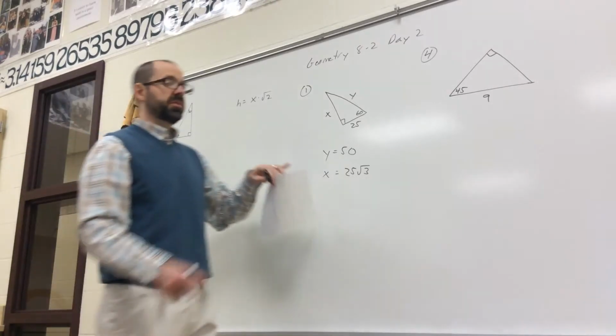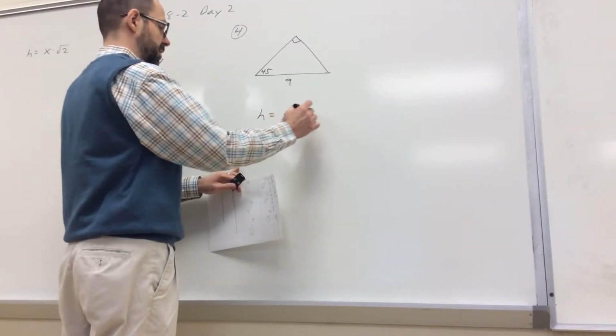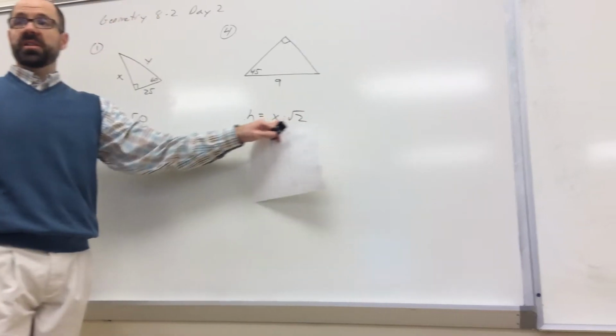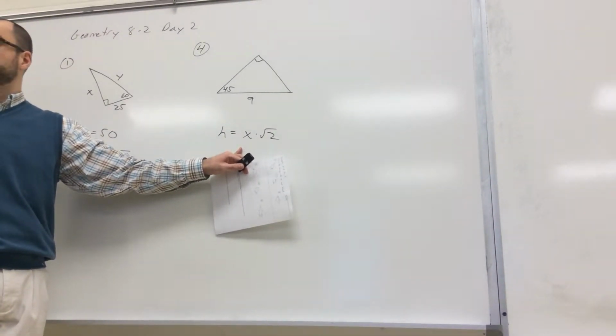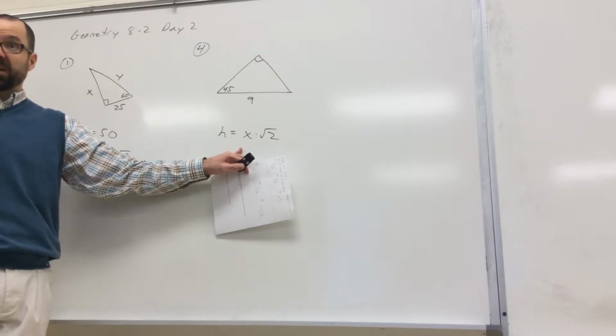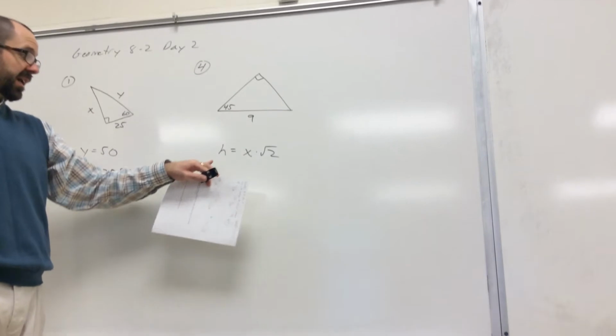Okay, so since it's a 45, 45, 90, the hypotenuse is always the leg multiplied by the square root of 2. Which side did they give us? They gave us the hypotenuse, right? Because the 9 is across from the 90. So that means the 9 goes in for h.